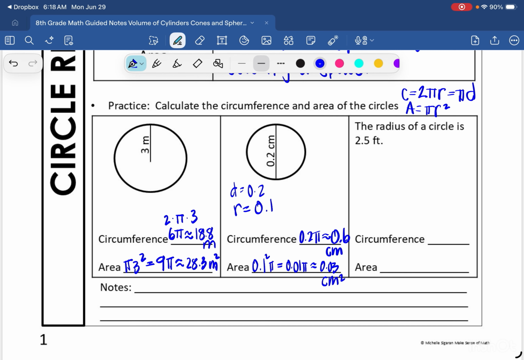The radius of a circle is 2.5 feet. The circumference would be 2.5 times 2 times pi. So that would be 5 pi, which is about 15.7 feet. The area would be 2.5 squared times pi, which is 6.25 pi, which is about 19.6 feet squared.